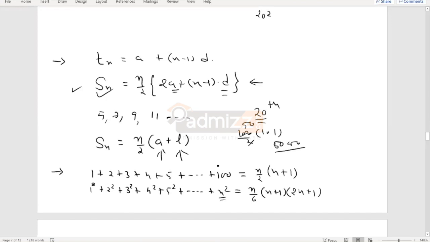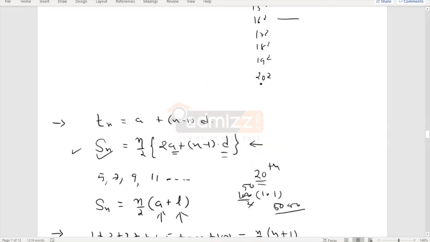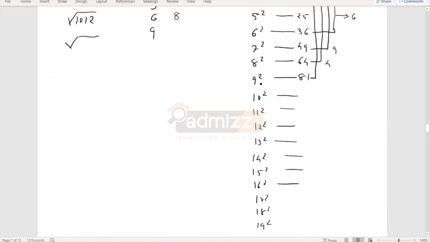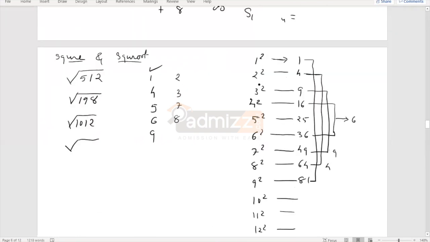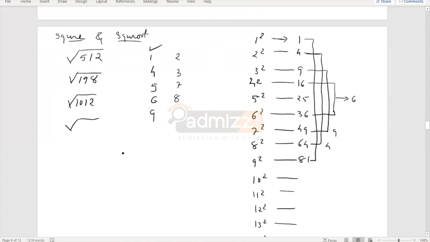Directly you may write it. In this exam, you should have these short tricks. Short tricks means in this way you can get the answer quickly. And you should have an idea about squares and square roots, how to get the square root. First of all, you can see 1 square is 1, 2 square is 4, 3 square is 9, 4 square is 16, 5 square is 25, 6 square, 7 square, 8 square, 9 square, 10 square is 100, up to where I have given.